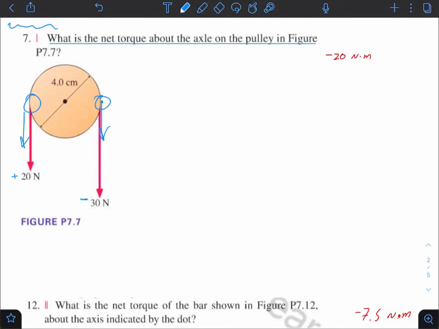And the net torque is the sum of all torques. So I'm just going to add the 2 torques.